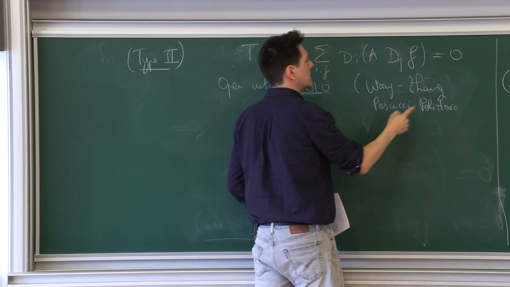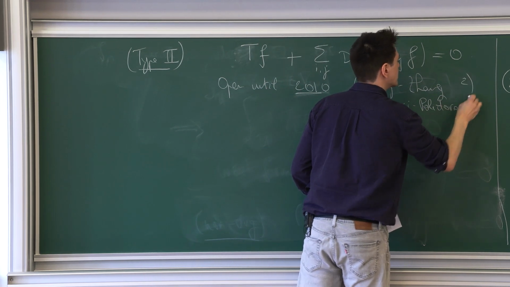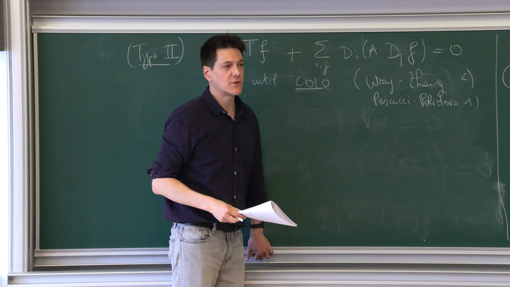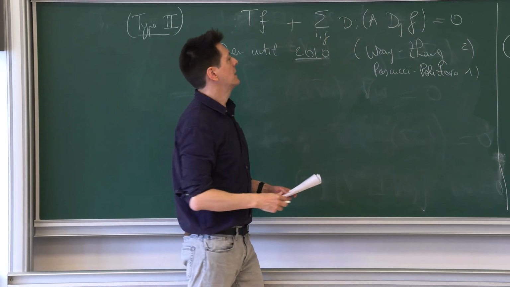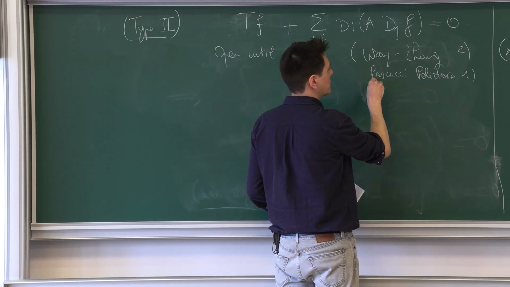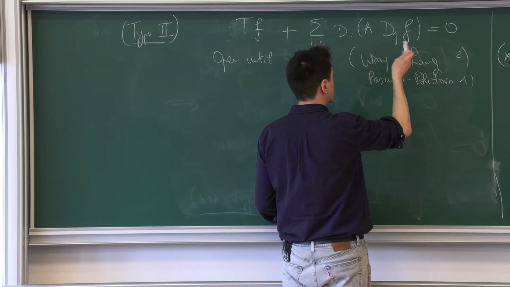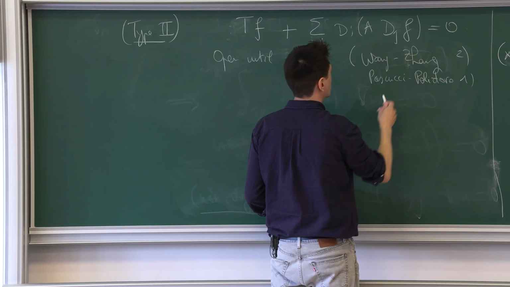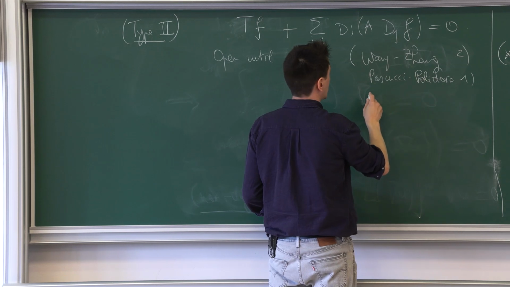Which one is before? No, Pascucci-Polidoro is before, sorry. Pascucci-Polidoro is mid-2000, Wang-Zhang must be 2010. Pascucci-Polidoro is the first lemma of the De Giorgi. Wang-Zhang follows somehow the Kruzhkov approach to get Hölder.